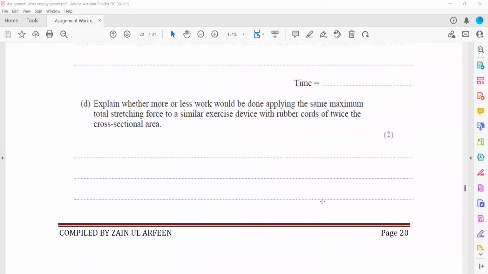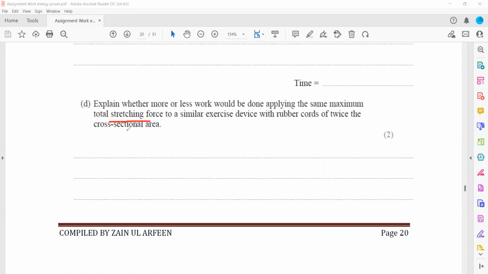17D, explain whether more or less work would be done applying the same maximum total stretching force to a similar exercise machine with a rubber cord twice the cross-sectional area. So if we change the cross-sectional area, what will happen to the work done? Whether more or less work will be done when we are applying the same maximum stretching force to a similar exercise machine with a rubber cord that has twice the cross-sectional area.